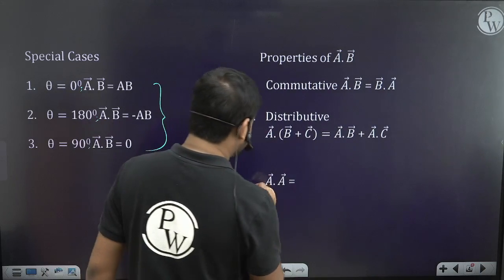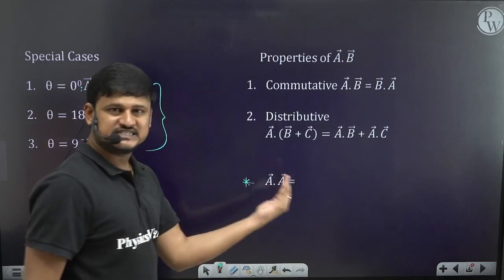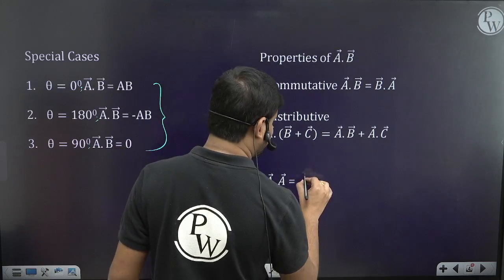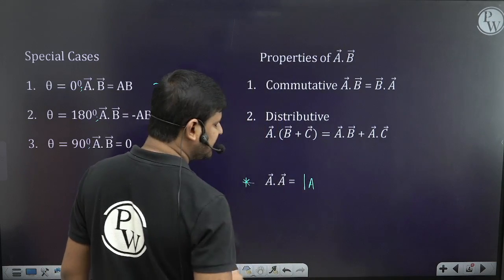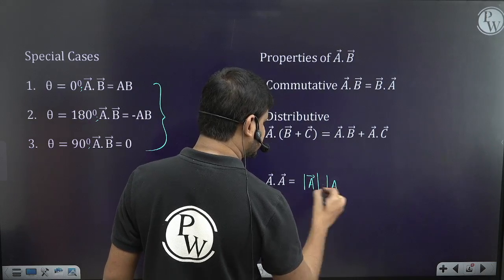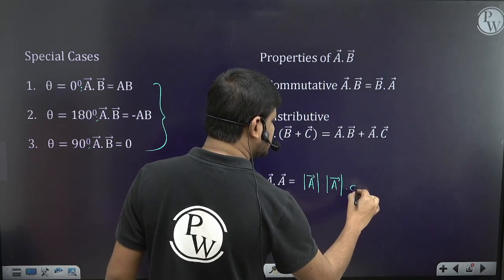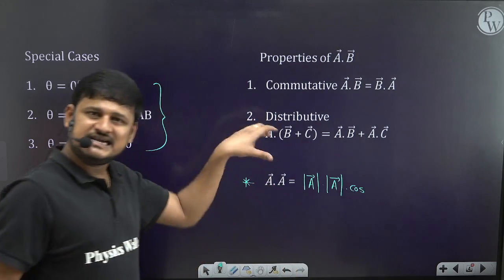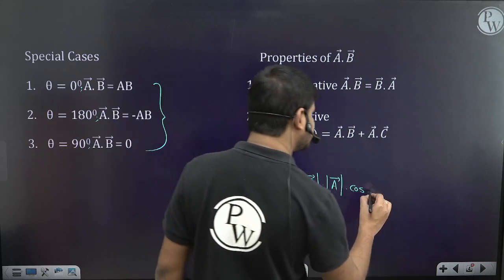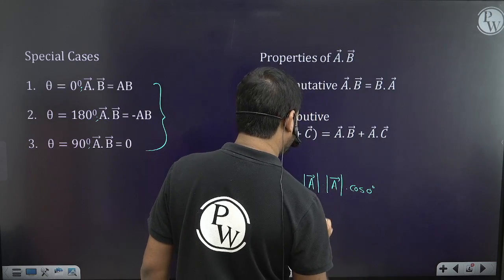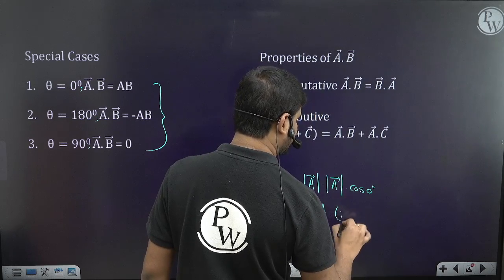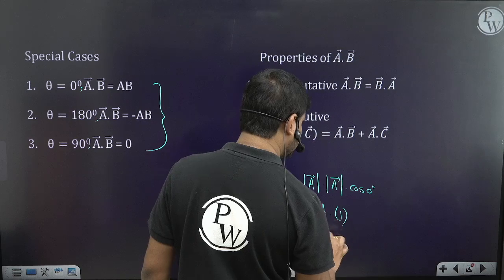And then, the dot product of any vector with itself. Let's write it in formula mode. Let's say vector A dot vector A, which is nothing but the magnitude of vector A into the magnitude of A, since the second vector is also A. The angle between the vector and itself is obviously 0 degrees. So we can write A into A cos 0, which is 1. So this is going to be A square.